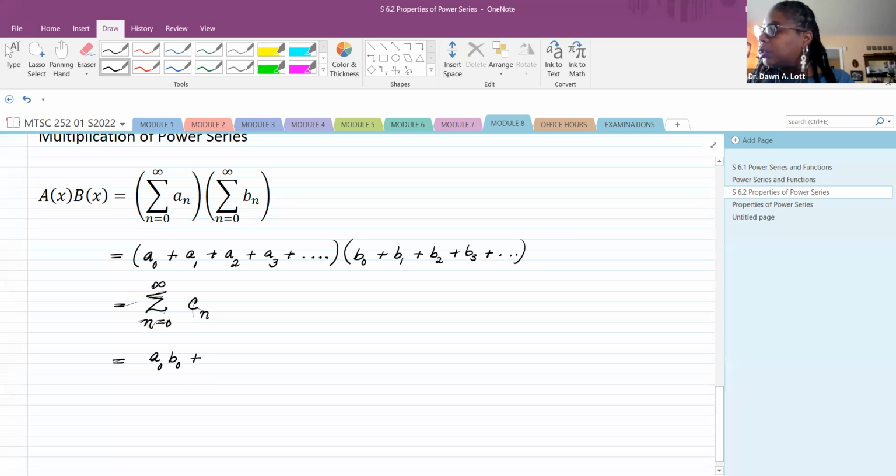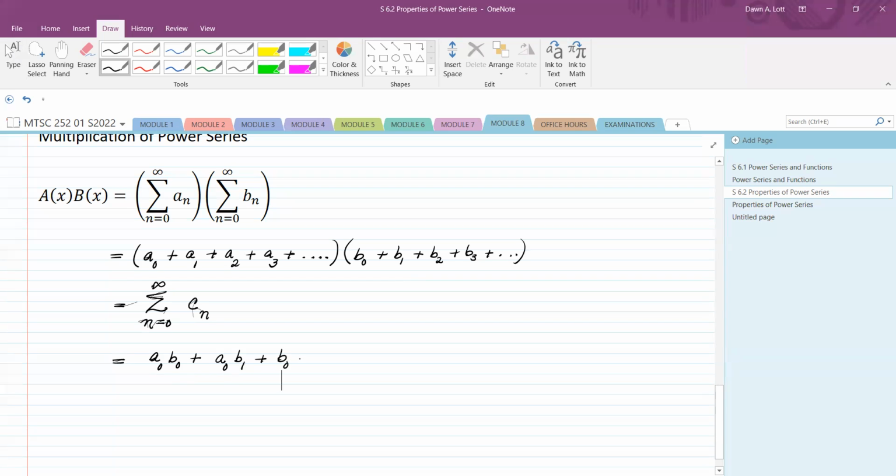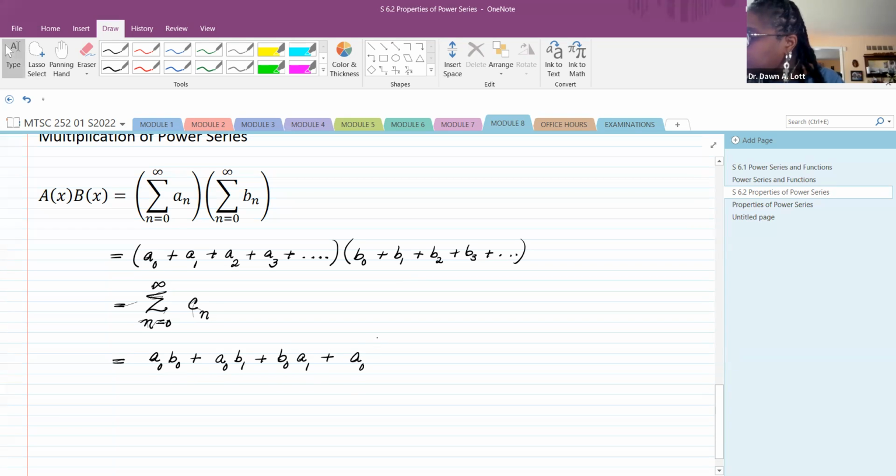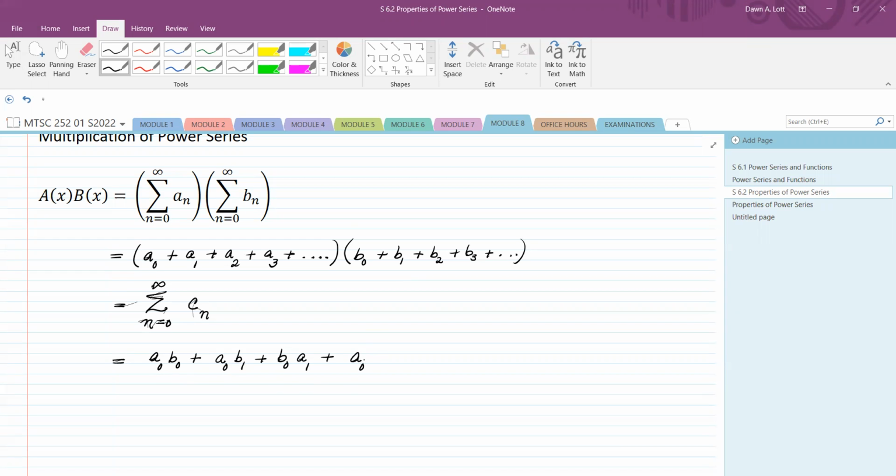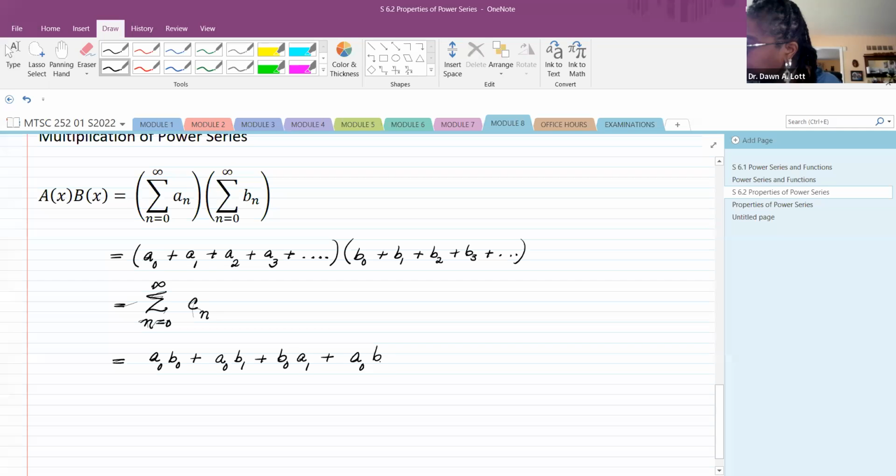And then I can do A naught times B1 plus B naught times A1. And then I'm going to get A naught times B naught, B2 plus A1 times B1 plus A2 times B naught. And we'll keep adding them together.